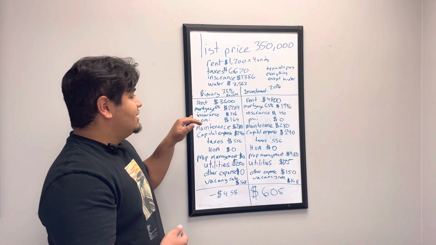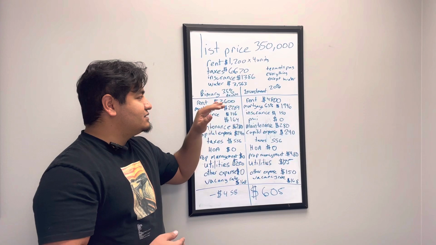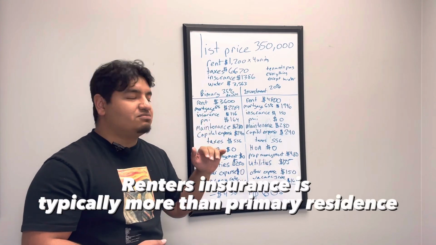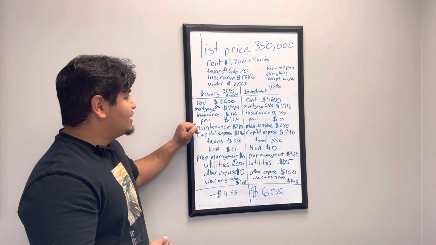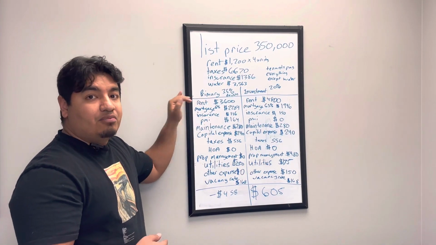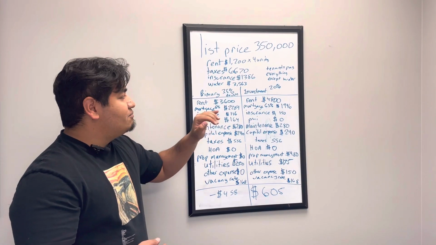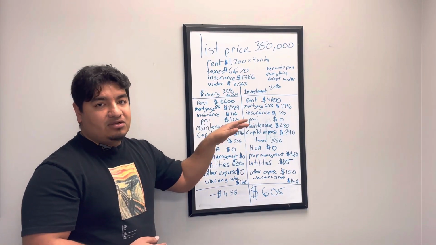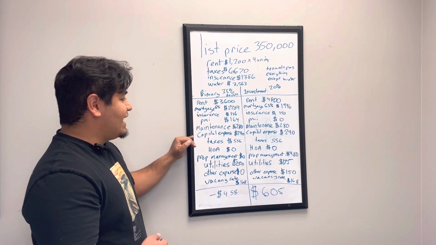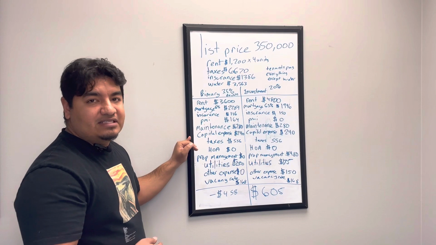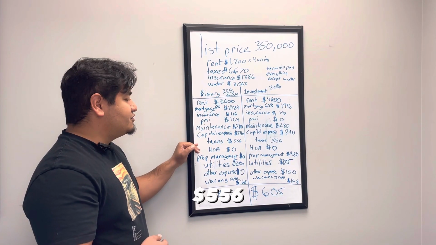Insurance. It's 116 here and 150 here because renter's insurance typically is more than primary residence insurance. PMI, because you're putting less than 20% down. PMI stands for private mortgage insurance. And then PMI over here is going to be 0 because you're putting 20% down. Maintenance and capital expenses are basically the same on both ends. Taxes the same, they're both 556.